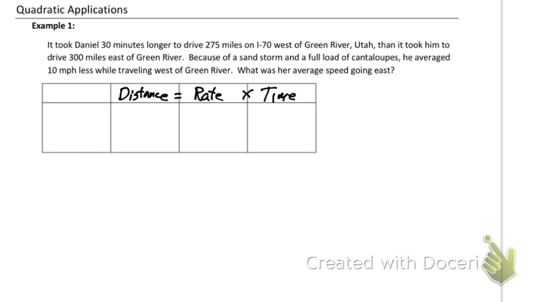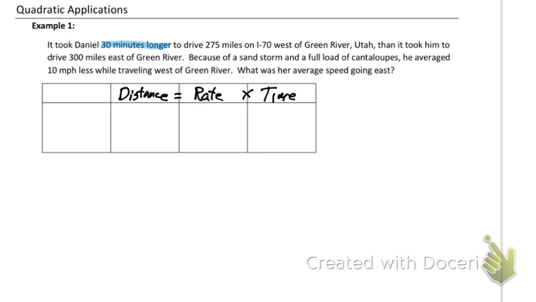All right, so we have distance equals rate times time. Now let's read this first sentence. It says, it took Daniel 30 minutes longer. I'm going to just highlight that, but I'm not going to use it yet. We're going to use it later on. So it took Daniel 30 minutes longer to drive 275 miles on I-70 West of Green River, Utah. Then it took him to drive 300 miles east of Green River.